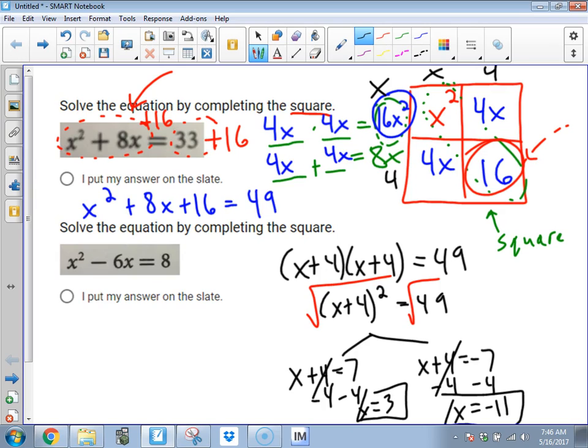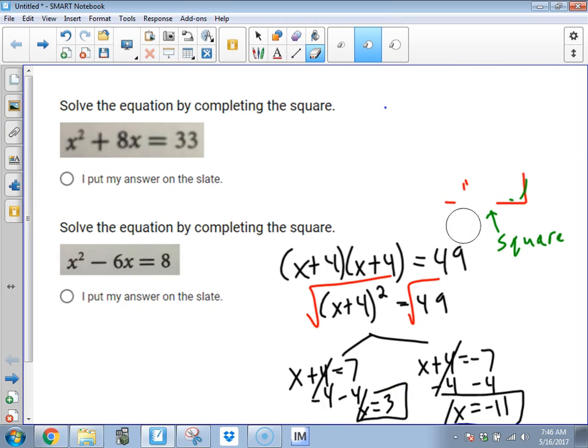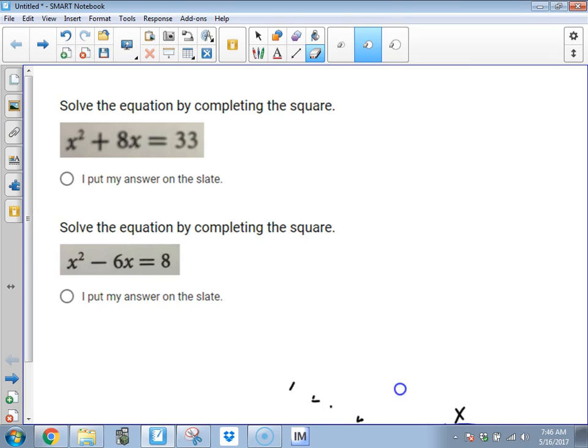Let's take a look at the next problem. Same logic. It says to solve by completing the square, so that's exactly what we'll do. We're going to put our box together. Notice that it started off with x squared minus 6x equals 8. We have the number on the other side. That's going to happen with the majority of these problems in 22.2. You put the number on the other side.